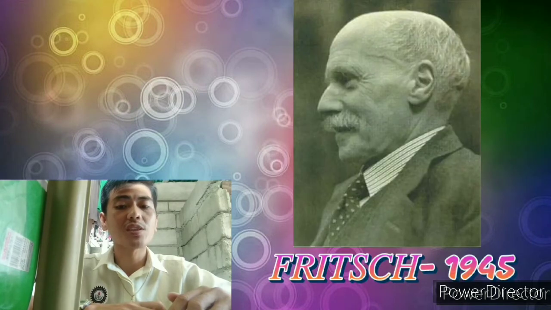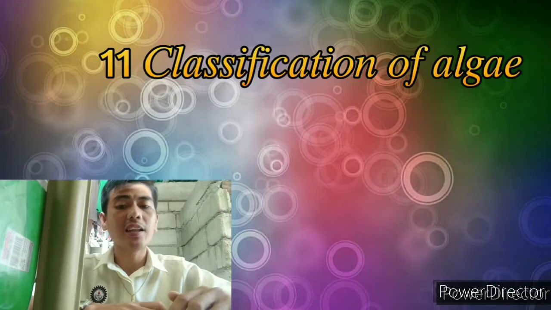One of the best known algae classifications was proposed by Fritsch, who divided them into 11 classes in 1945. The classification is based on pigments, flagella, and reserve food materials. The 11 classes proposed by Fritsch are as follows.